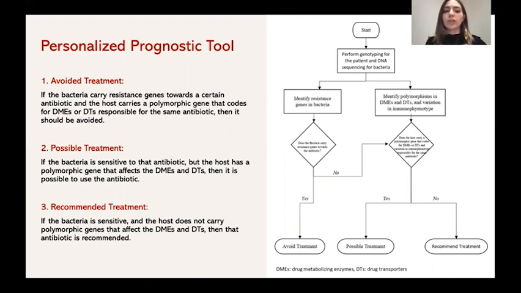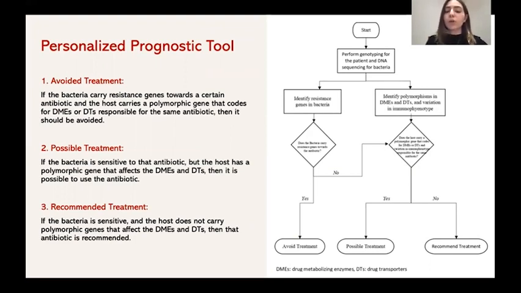Next, bacterial genome sequencing with the help of bioinformatics must be performed to identify the resistance genes that a bacteria may carry. Based on that, we divided the treatment options into 3 categories. If the host carries polymorphic genes and the bacteria carries resistance genes towards a selected antibiotic, then this treatment option should be avoided, as it will be ineffective.